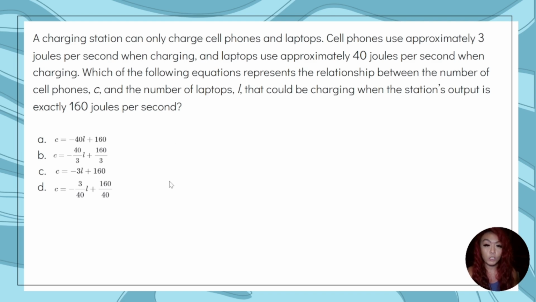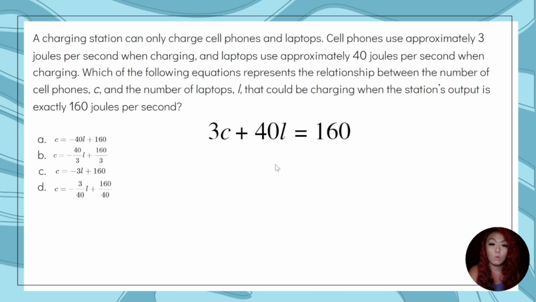So we can write an equation with the information that we have, right? We could start with 3C plus 40L equals 160, right? 3 joules per second per cell phone plus 40 joules per second per laptop equals 160 joules per second. Now, this equation is great, but if you take a look at your multiple choices, all of the equations are expressed in terms of C, right?